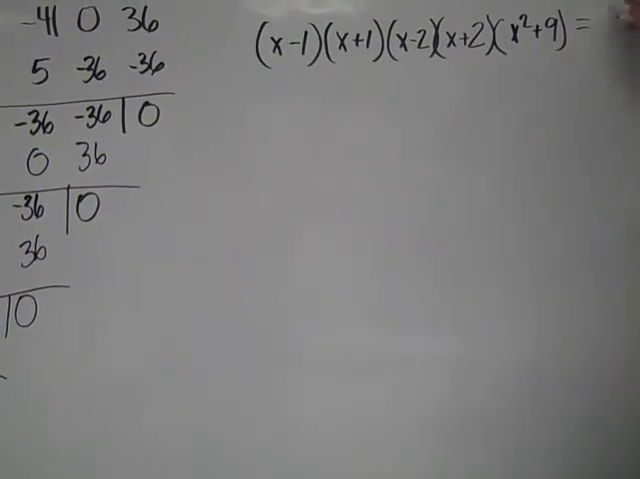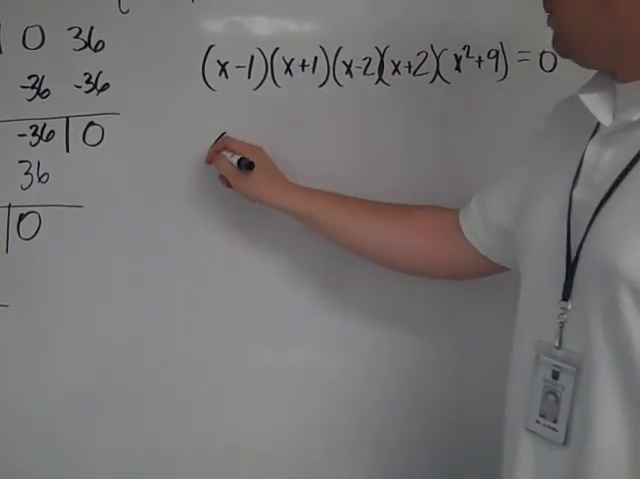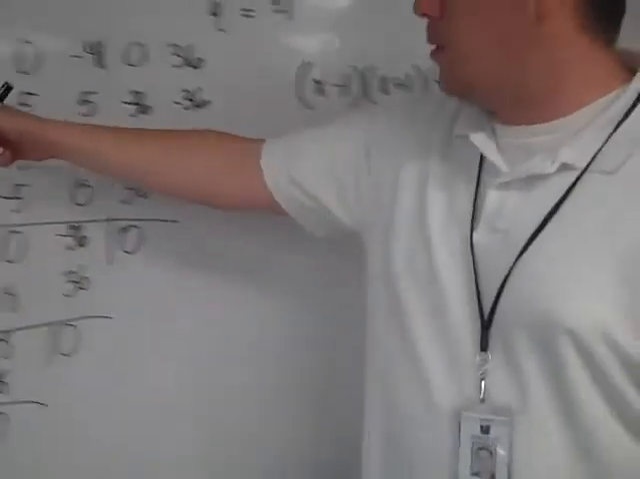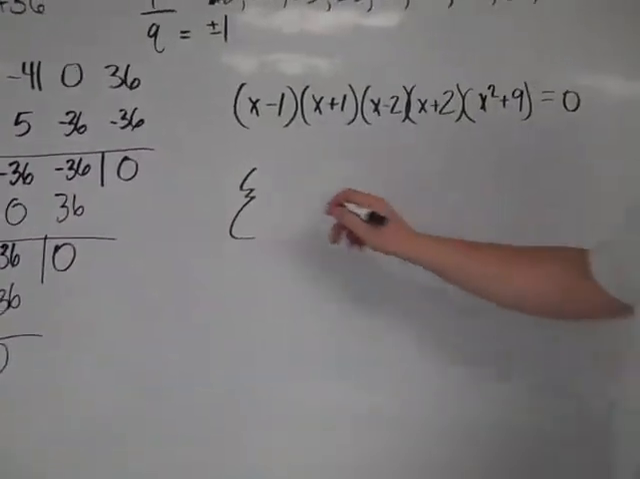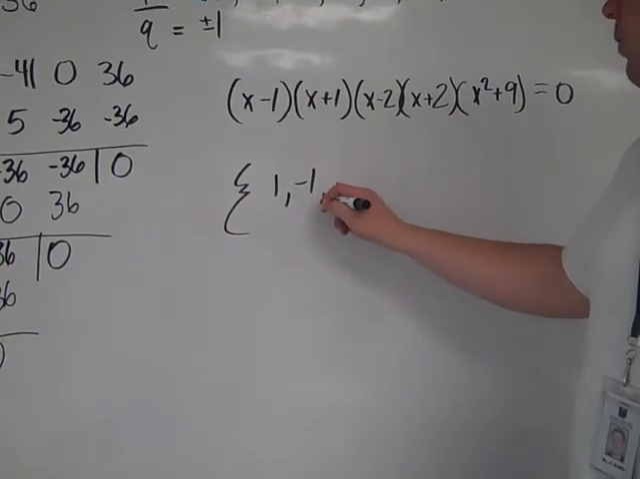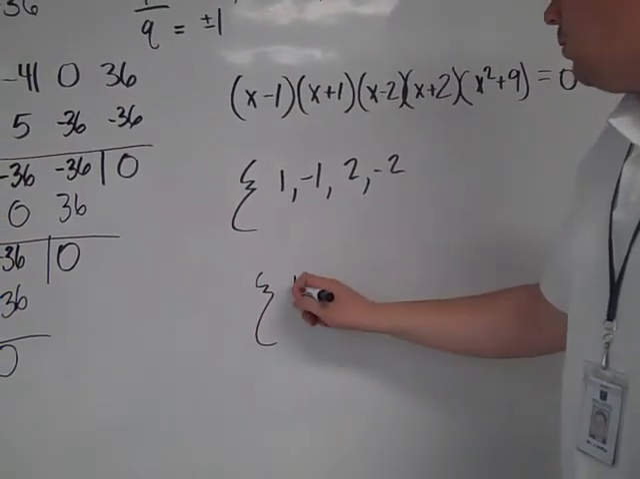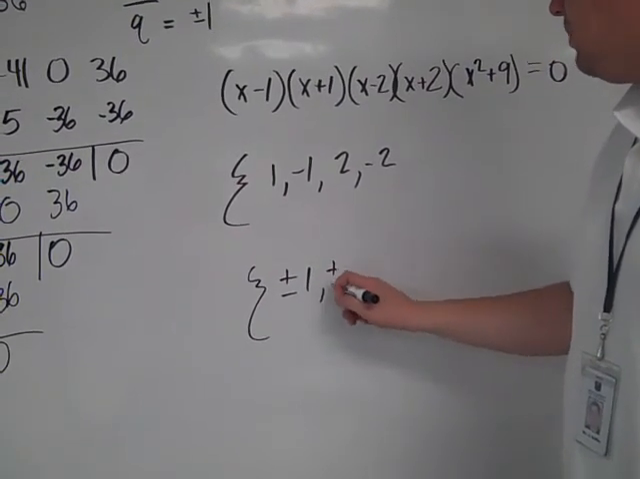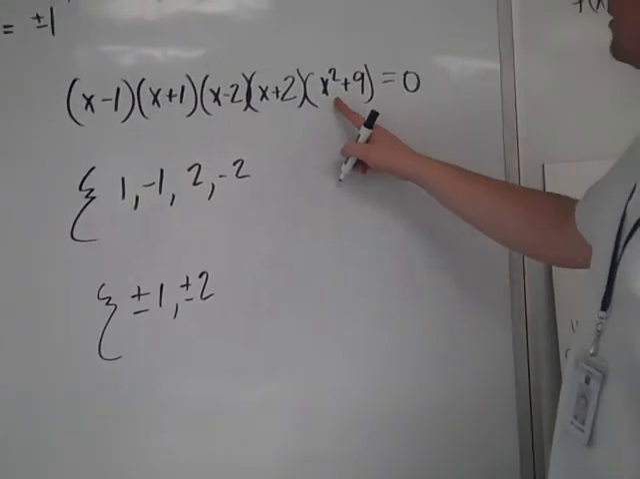Now once I have this original equation broken down, I'm going to basically find all the roots. So I'm going to set all of these equal to 0. When I do my solution set, it's basically going to be the roots that I have over here. If I want to, I can resolve these, or I can just write it down: 1, negative 1, 2, negative 2. And if you want to be smart and quick, you could just say plus or minus 1 or plus or minus 2.